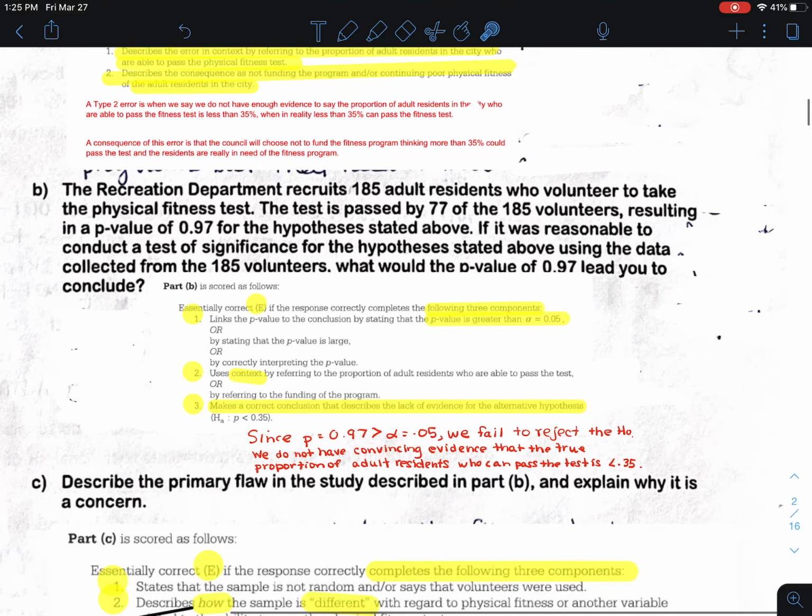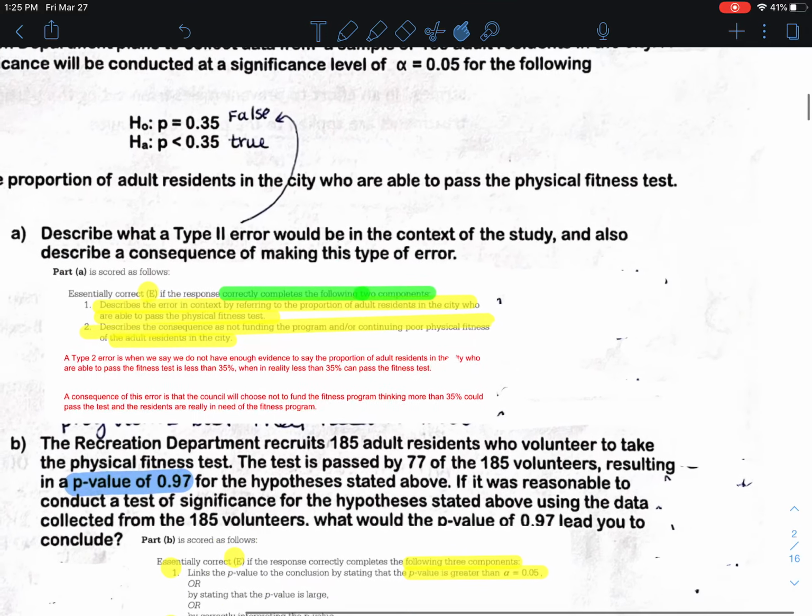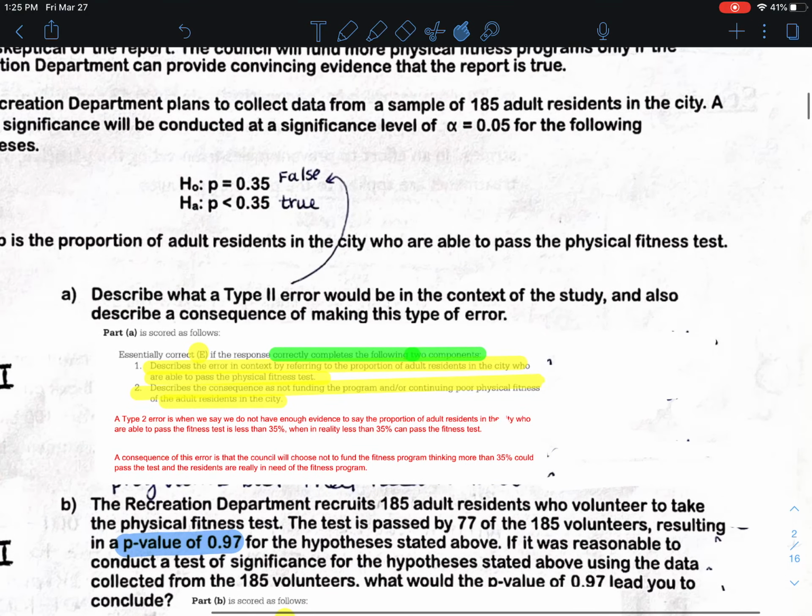Part B, it says the recreation department recruits 185 adult residents who volunteer to take the physical fitness test. They do the significance test. They end up getting a p-value of 0.97. The question is, what would the p-value of 0.97 lead you to conclude? Okay, keep in mind, up above in the problem, they're telling us that the alpha level is 0.05. We would look up here and make note of what our null and our alternatives are.